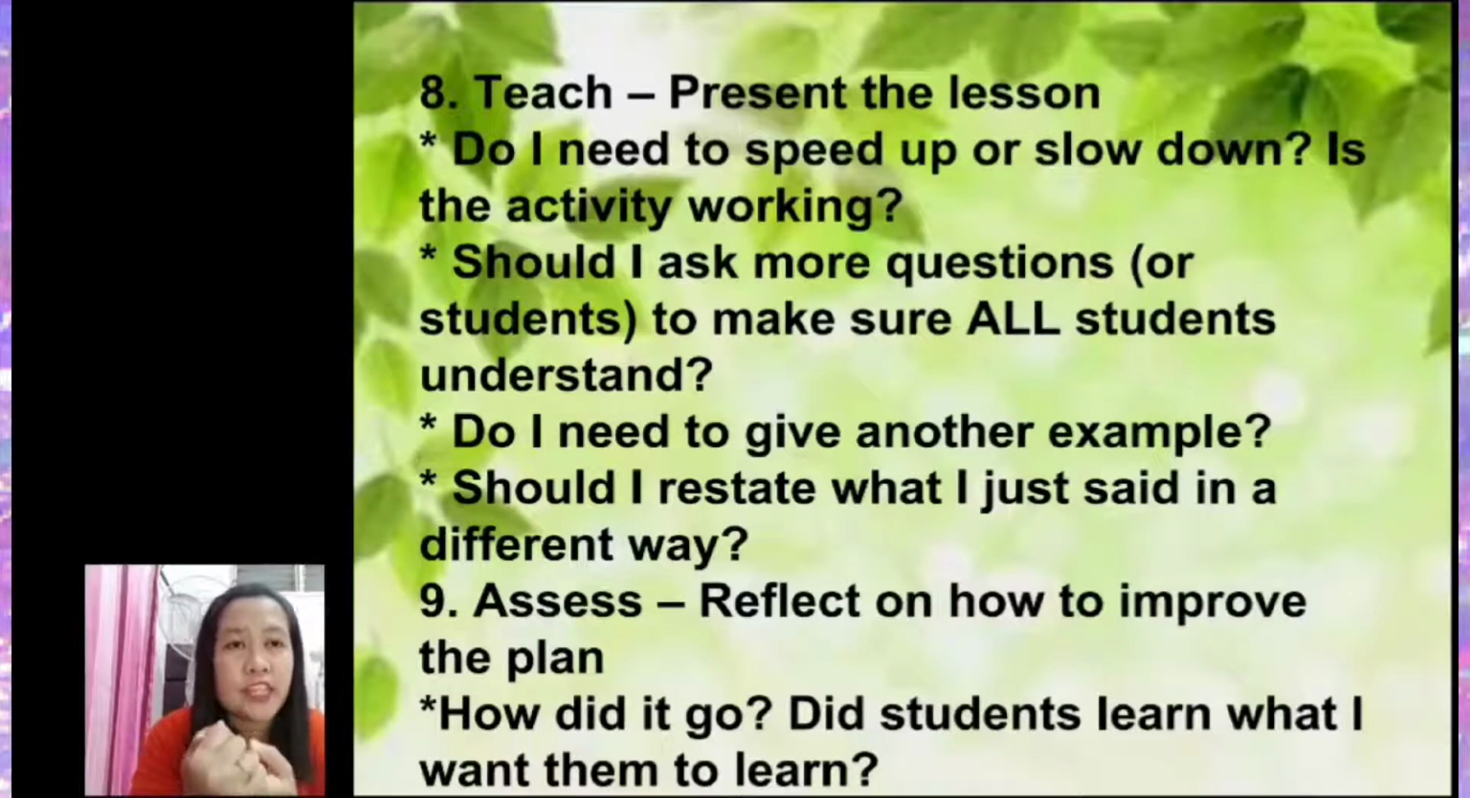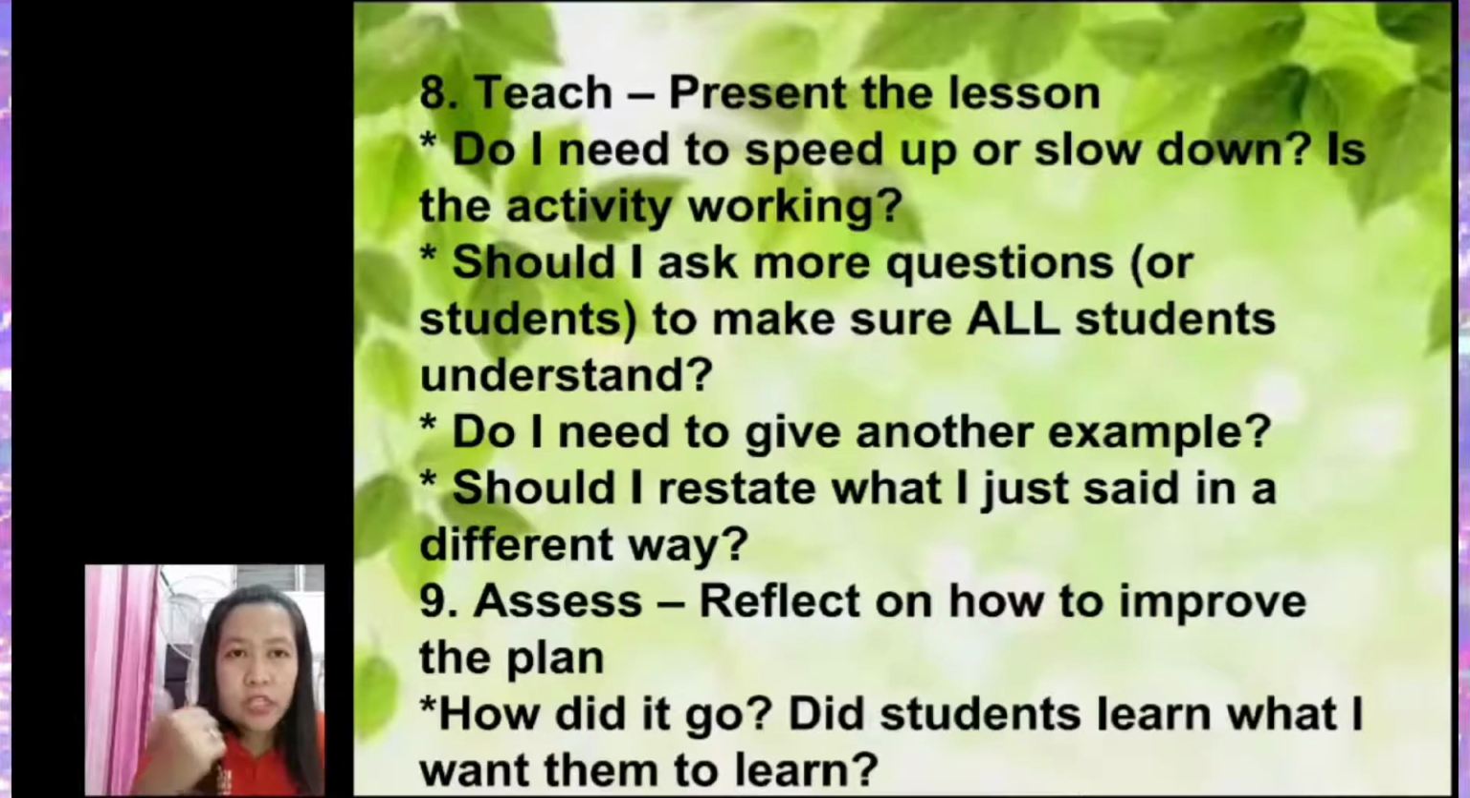Number 8, teach. Present the lesson. As I said a while ago, you need to present your lesson. Do I need to speed up or slow down? Is the activity working? The first step, you need to teach them step by step. When you teach them, you talk very slow, so that they can easily catch up, easily understand and listen to you. And if the activity is working, you can see if it is workable for them or not.